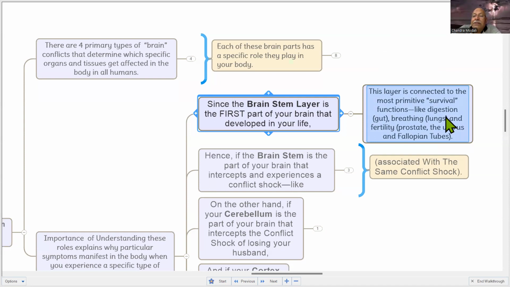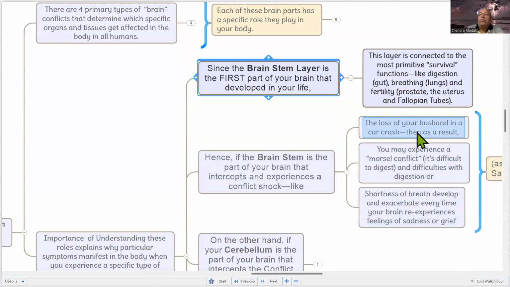Digestion, that is the gut, the breathing, which is the lungs, and fertility, that is what you call the reproductive organs in the body. When they are impacted, it is because of this brainstem. If the brainstem is the part of your brain that intercepts and experiences a conflict shock, what are those? Look at this. Loss of a loved one. Right? Every time you relive that experience, all those individual components, they connect you back to the main incident. Right? You may experience a morsel conflict. What is a morsel?